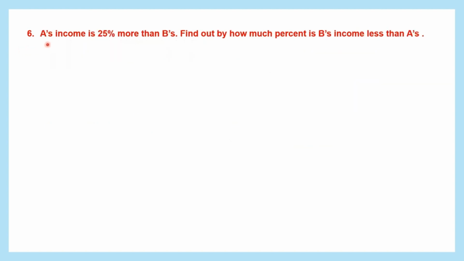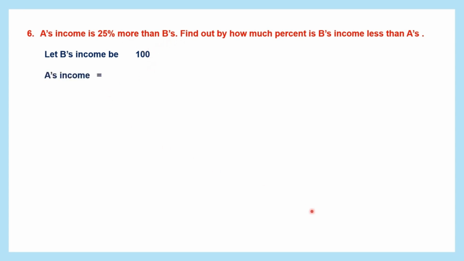Question 6. A's income is 25% more than B's. Find out by how much percent B's income is less than A's. Now, we don't know B's income, isn't it? So we're going to say, let B's income be 100. Now A's income is 25% more than B's.